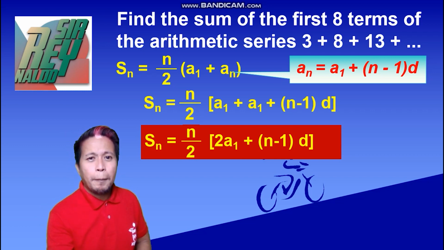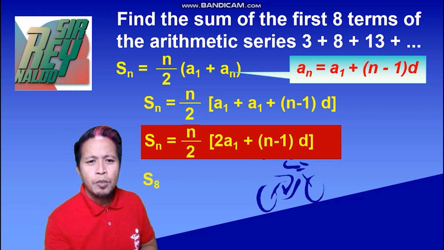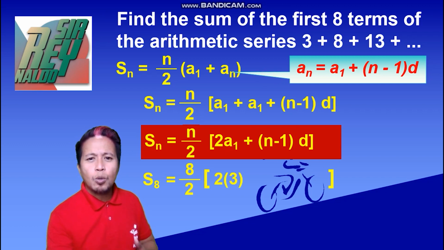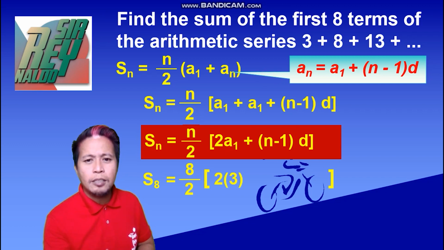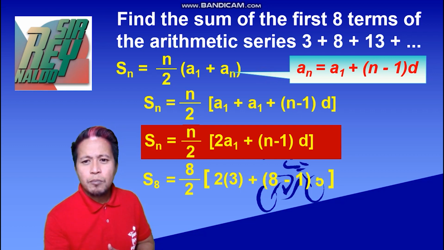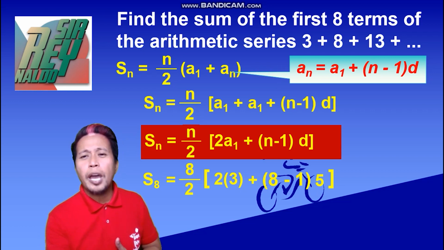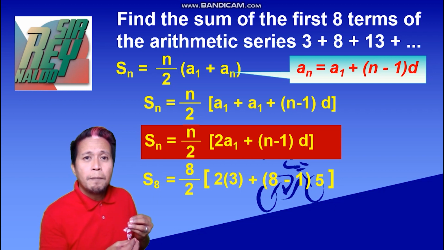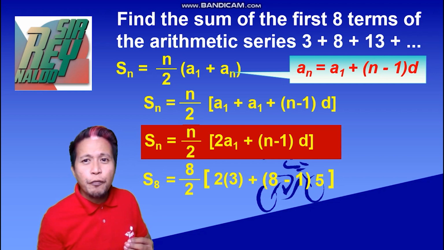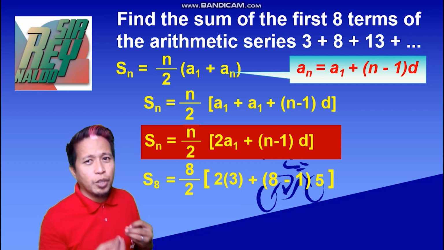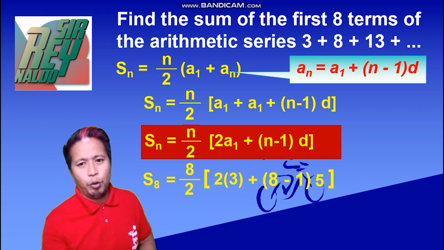Okay. By substitution, substitute natin yung mga given. S sub 8 is simply equal to 8 over 2, okay, multiplied by 2 times 3, which is the a sub 1, yung 3 natin, plus the quantity 8 minus 1 times 5. Saan galing yung 8? Kasi yun yung ating first 8 terms. Ibig sabihin, there are 8 terms needed to be added. And saan galing yung 5? Simply by subtracting 8 minus 3, that is 5, 13 minus 8, that is equal to 5 also.